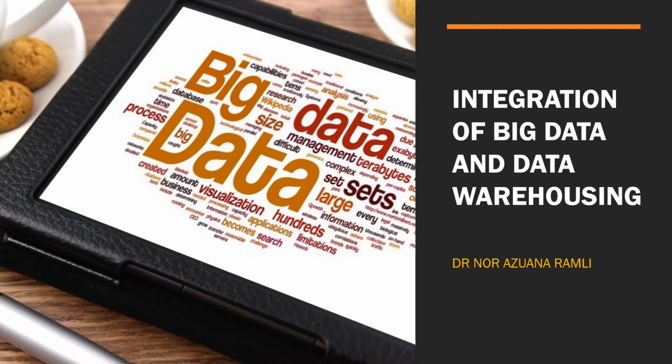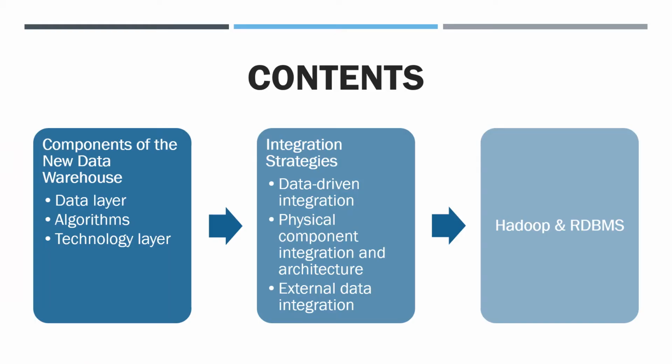Let's start with the content of this chapter. There are 6 subsections in this chapter, so we're going to divide it into 2 parts. This time I'll make sure there are 2 videos in this chapter. So for this part 1, we're going to discuss the components of the new data warehouse. That's the first session.